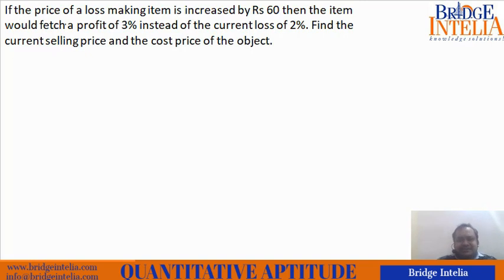If the price of a loss making item is increased by rupees 60, then the item would fetch a profit of 3% instead of a current loss of 2%. Find the current selling price and the cost price of the object. Now read this question carefully, what this is trying to say.